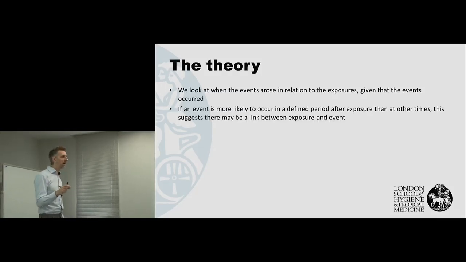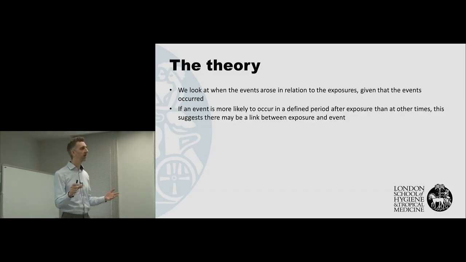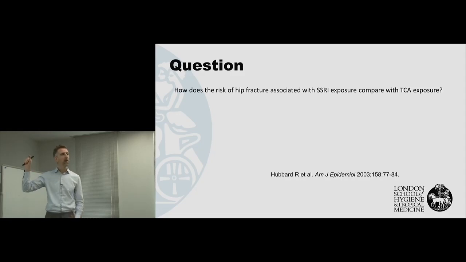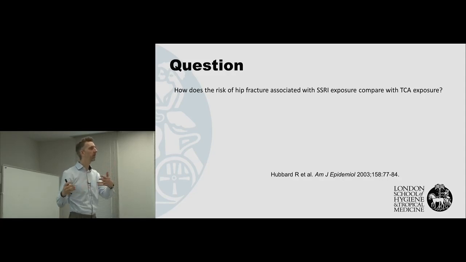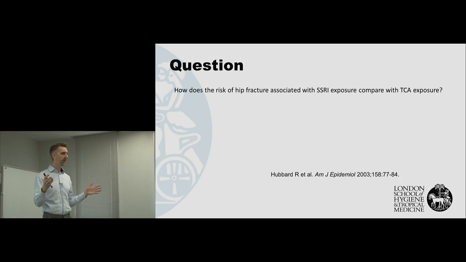If the event is more likely to happen during the periods of hypothesized increased risk, then it suggests that there's likely to be a link between the exposure and the outcome. So that's a brief introduction to the study design. Does it make sense? Are there any questions at this stage? I'm going to talk to you more about some of the detail, but are you all with me so far in terms of how the design works? Yeah? Take that as a yes.